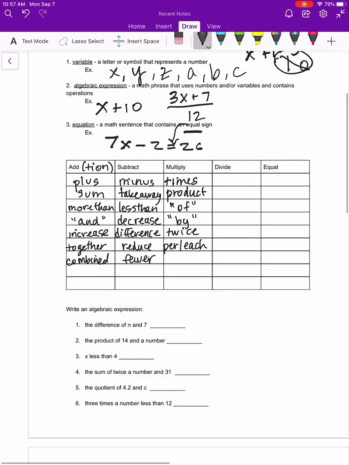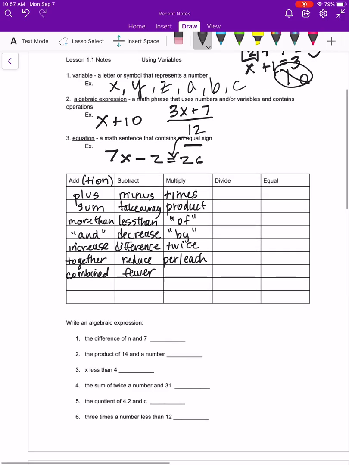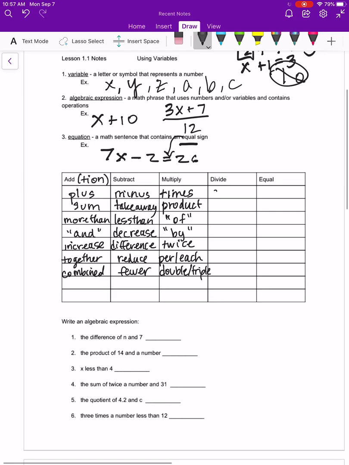Sometimes you have the word, whoops, my screen's kind of jumping. Sorry about that. Double. Or, of course, along that line, triple. Those mean multiplication. Double would be multiplied by 2. Triple would be multiplied by 3. All right. Divide, what'd you come up with? Usually ones that people think about are quotient.